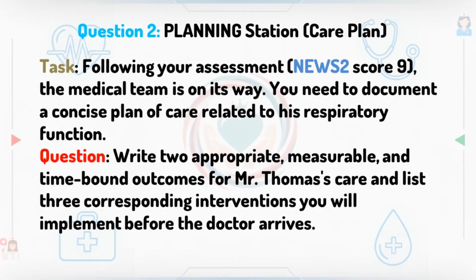Question 2. Planning Station. Care Plan. Task. Following your assessment, NEWS 2 score 9, the medical team is on its way. You need to document a concise plan of care related to his respiratory function. Question. Write 2 appropriate, measurable, and time-bound outcomes for Mr. Thomas's care and list 3 corresponding interventions you will implement before the doctor arrives.